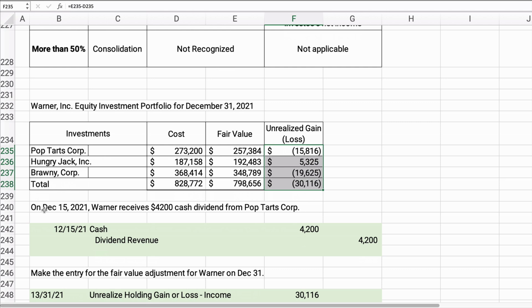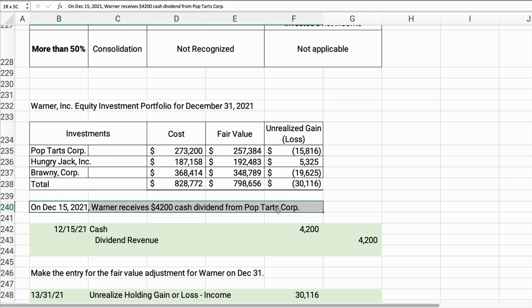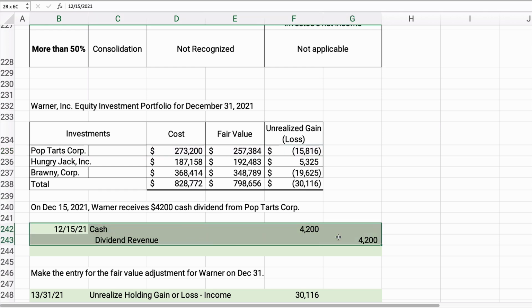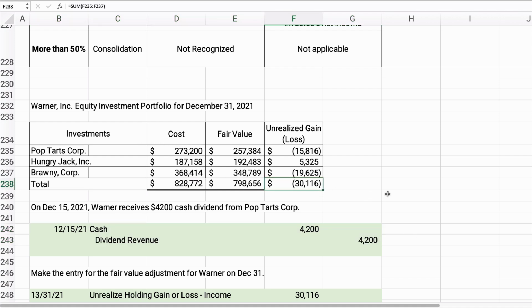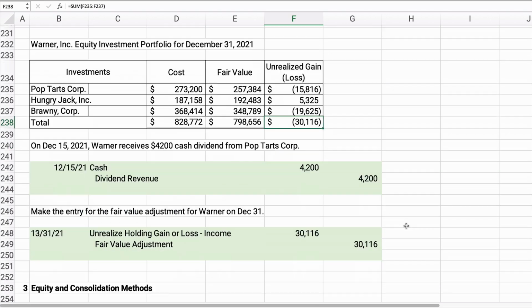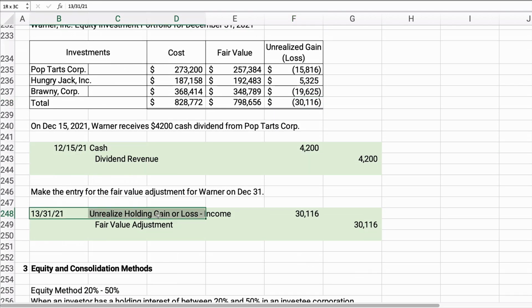But first, let's say what happens when we receive dividends from Pop-Tarts. Pop-Tarts issued dividends of $4,200. So Warner would make the entry debit cash, credit dividend revenue for $4,200. That's their share of that. Well, what do we do about this $30,000 unrealized loss? We're going to debit unrealized holding gain or loss for 30,000. Since it's a debit, it looks like a loss. And then fair value adjustment is a credit for 30,000.